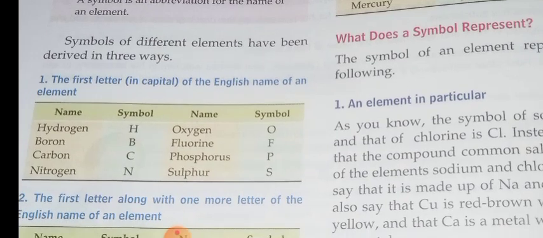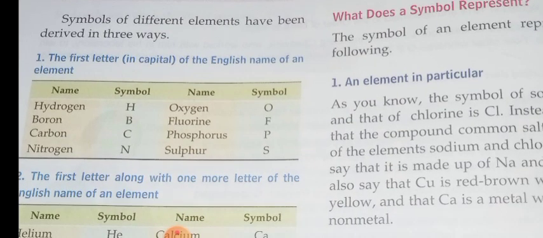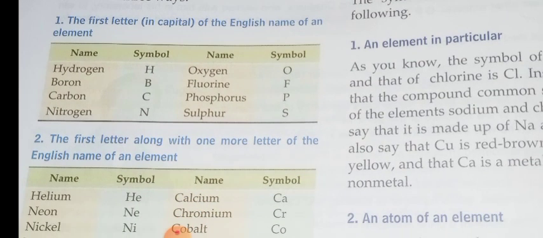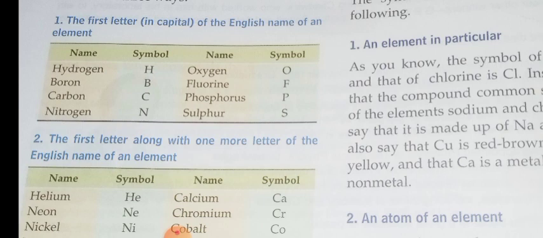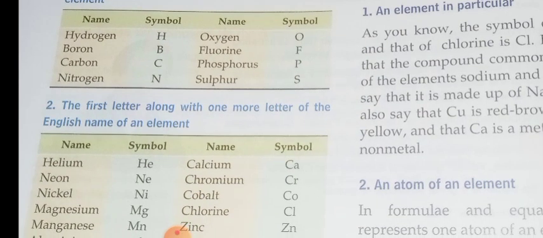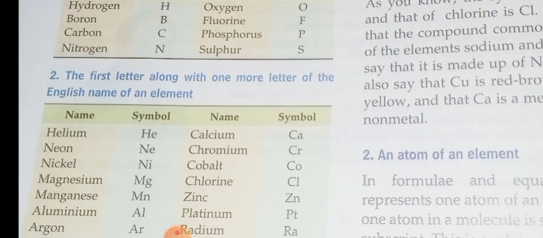We can write the symbols in many ways. Using the first letter of the English name of an element, for example, hydrogen, H; boron, B; carbon, C; nitrogen, N; oxygen, O; fluorine, F; phosphorus, P; sulfur, S.